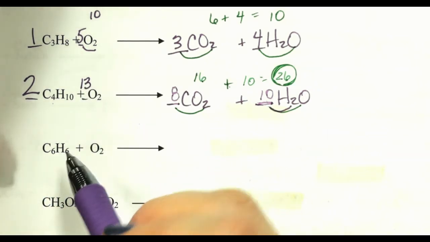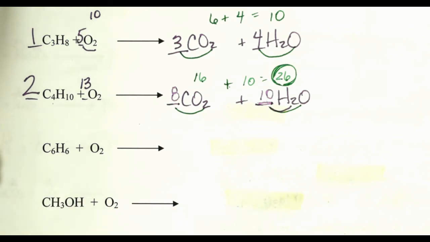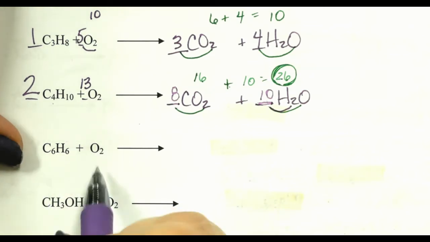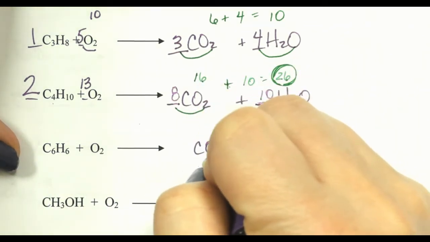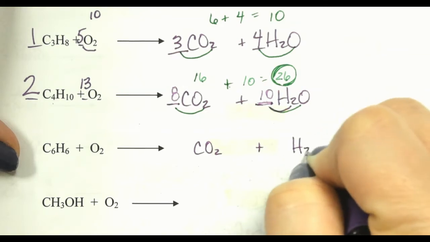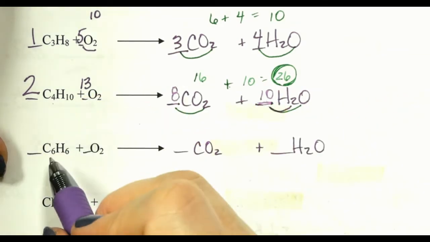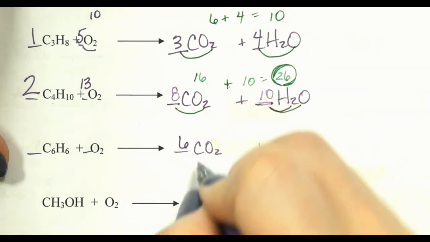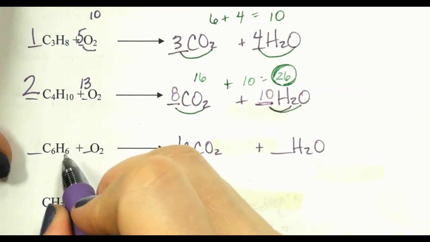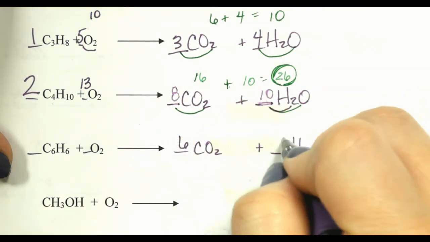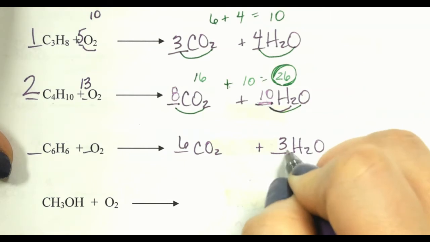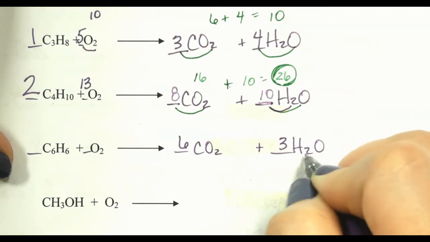Now, let's do the third one. We have 6 carbons. Oh, I'm sorry. We need to write our products. This is a combustion, so it's the same products. CO2 plus H2O. We're going to put coefficients in front of each of these. 6 carbons on the left, 6 carbons on the right, 6 hydrogens on the left. 3 times 2 is 6 hydrogens on the right.